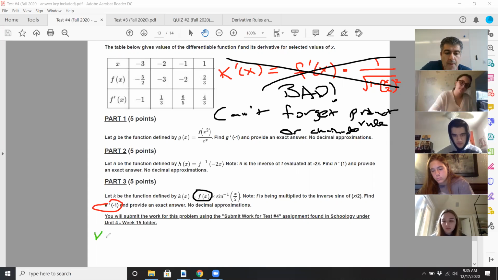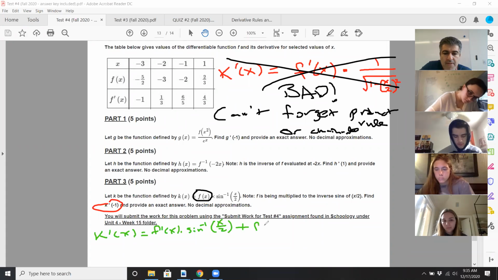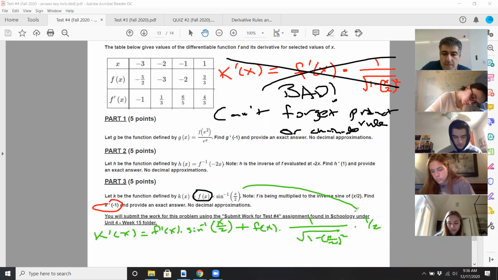Anyway, if I do it correctly, k prime of x will be f prime of x times the inverse sine of blah, blah, blah, plus f of x. And then you got to do the derivative of inverse sine, which is 1 over the square root, you have the formulas in the notes, of 1 minus (x over 2) squared. But then you got to do the chain rule, times 1/2, the derivative of the inside. So you can't forget that.